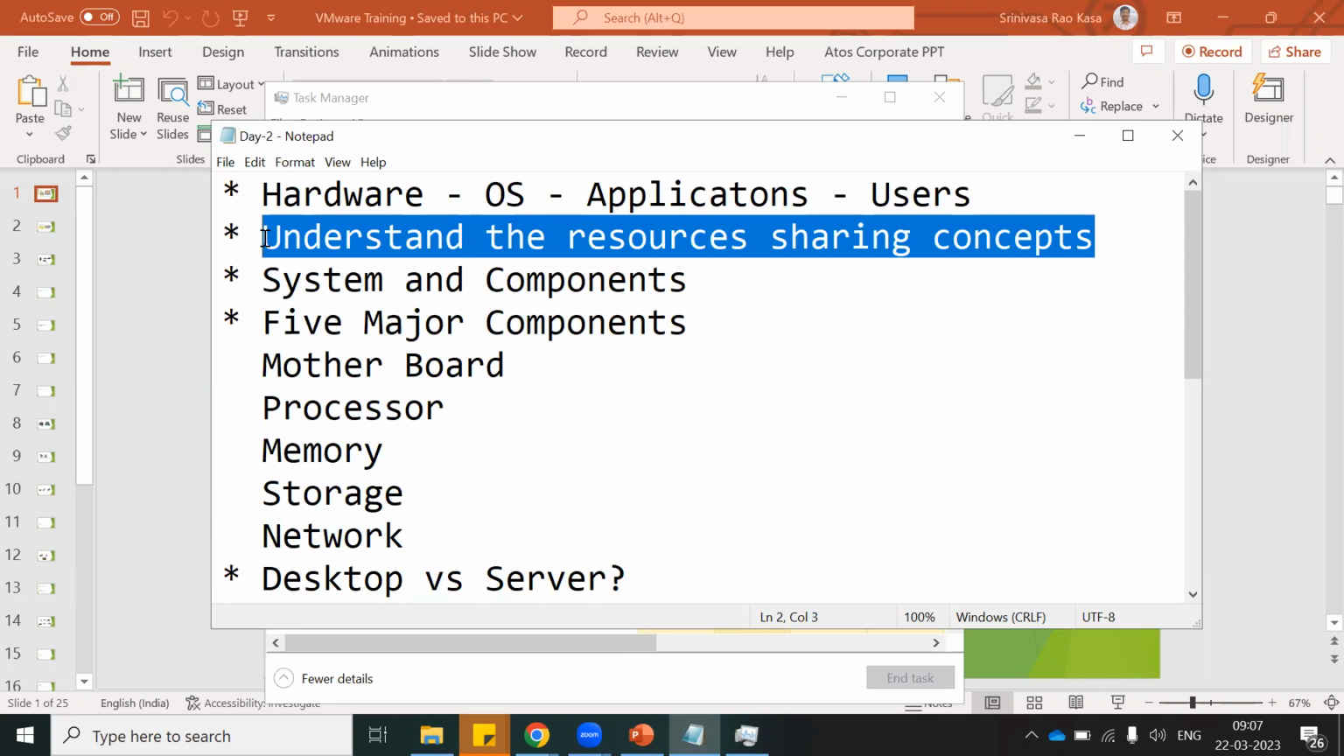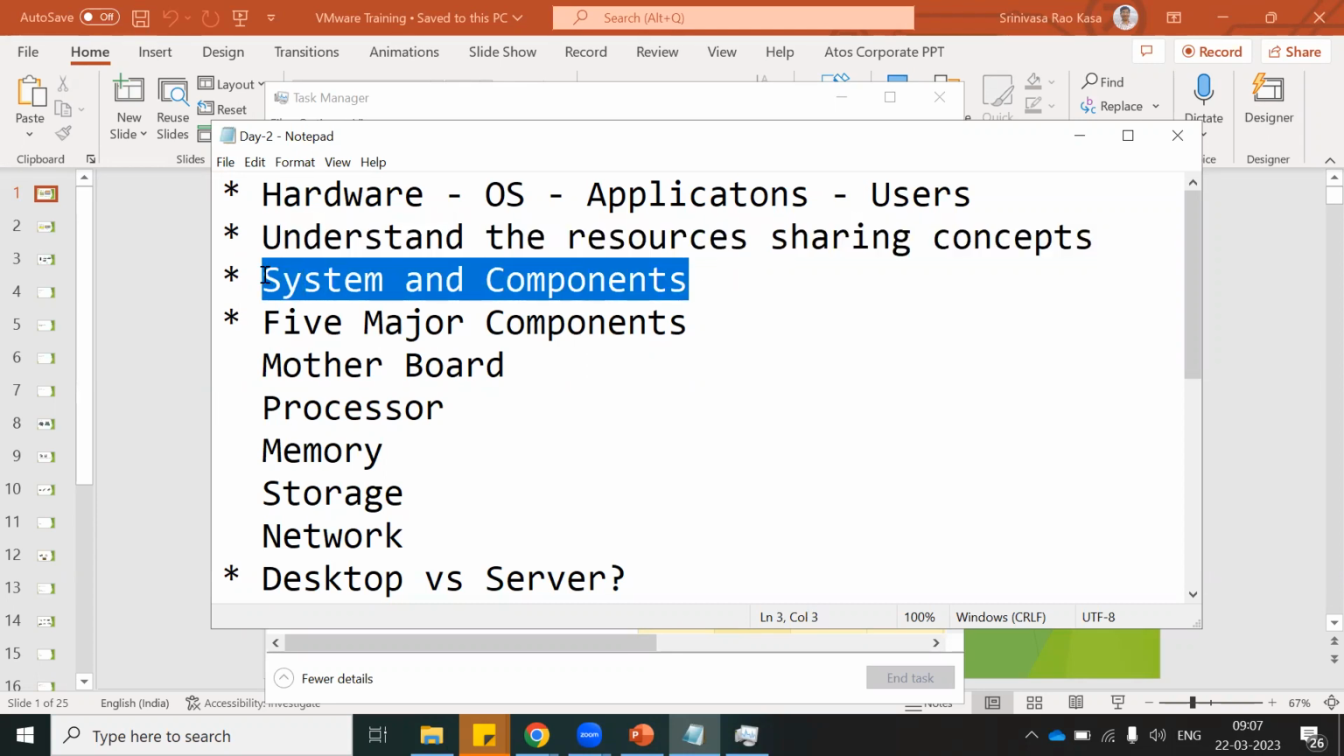Regarding the underlying hardware, what we need to understand here is what the resources are. What are the main components of the system? How are we going to call a piece of hardware a system, whether it is a desktop or a server, whatever it may be? How are we going to consider it as a system? In this topic, we are going to use the major 5 components to consider as a system. What are the major components?